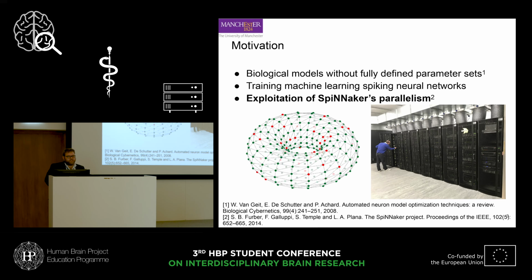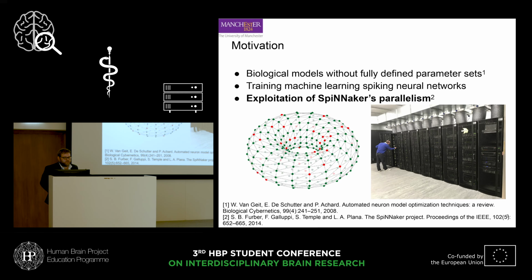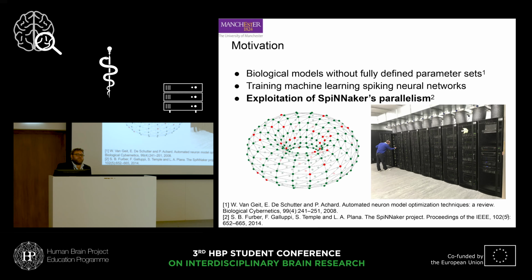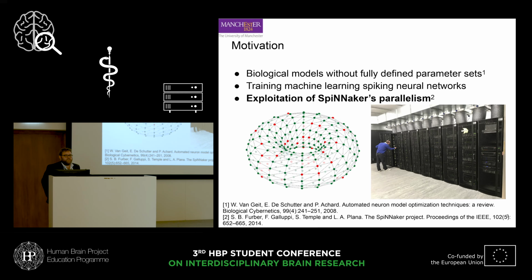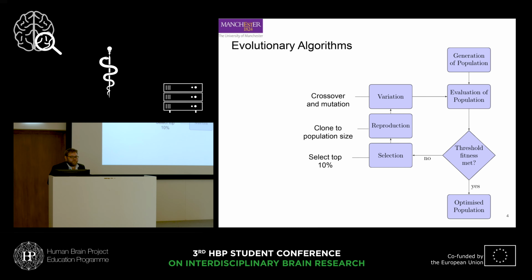One of the great things about evolutionary algorithms is that they're highly parallel. I'll talk a little bit about that in a minute, but with the size of the SpiNNaker machine, it means that we can do lots of things in parallel rather than doing lots of sequential models, and that sped this up quite significantly. So here we have the general structure of an evolutionary algorithm.